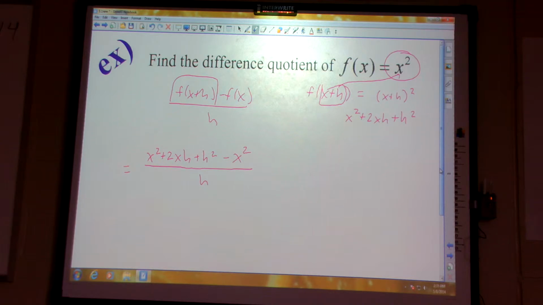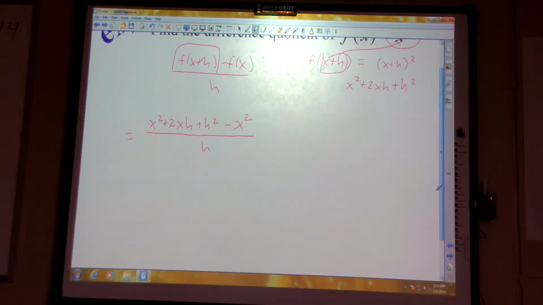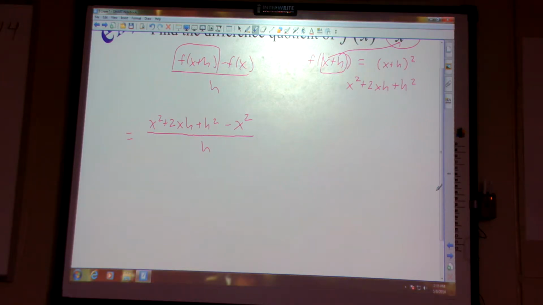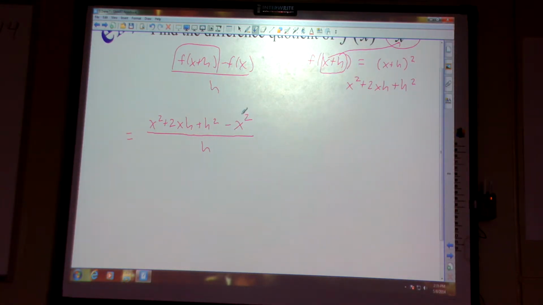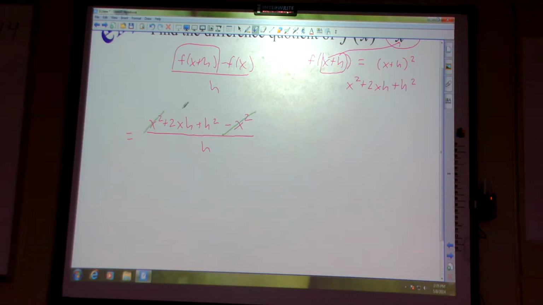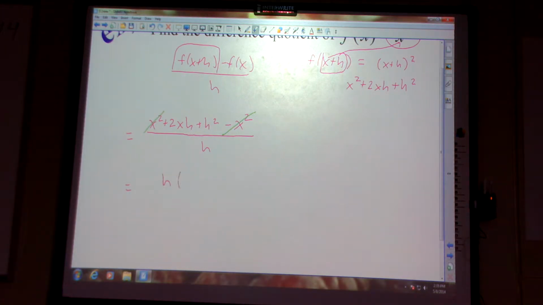Now, if you did that part right, if you set this problem up correctly, everything that doesn't have an h better cancel. If you have something that doesn't cancel, like an x squared, and it doesn't have an h, you did something wrong, because they need to cancel. See how my x squareds cancel here? The only thing left have h's in them. If you have something that doesn't have an h, and it didn't cancel, something's wrong. Because the very next step I'm going to do is pull out an h.